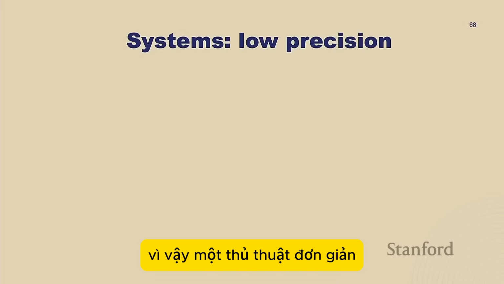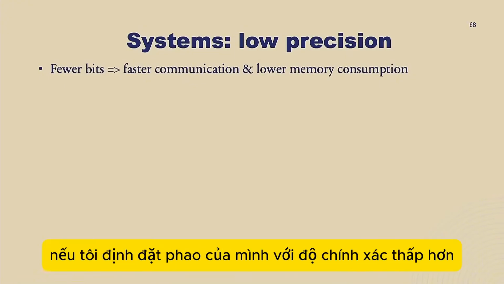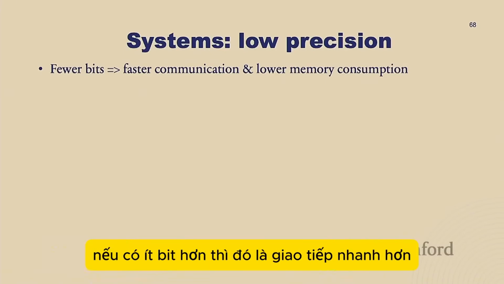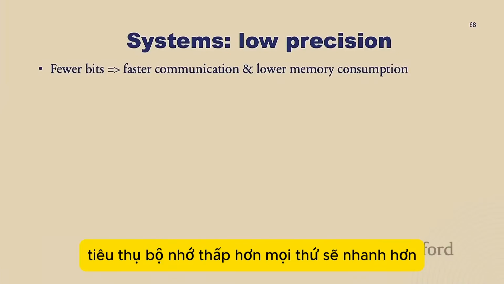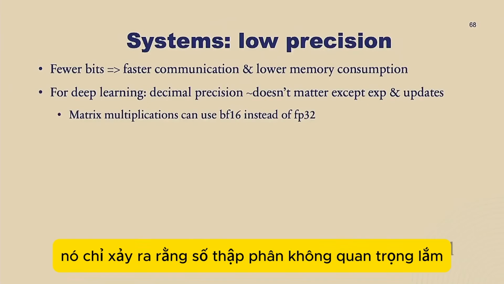So one simple trick, and that might be the only one I'm going to tell you about, is low precision. One simple idea is that if I'm going to put my floats in lower precision, then there's going to be fewer bits that I have to send to my GPUs. If there's fewer bits, it's faster communication, lower memory consumption, things are going to go faster.